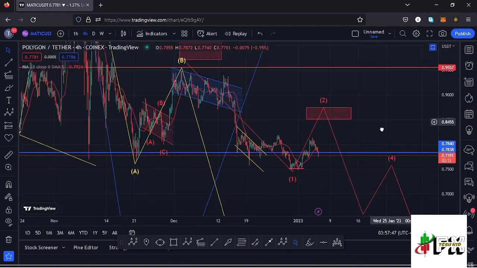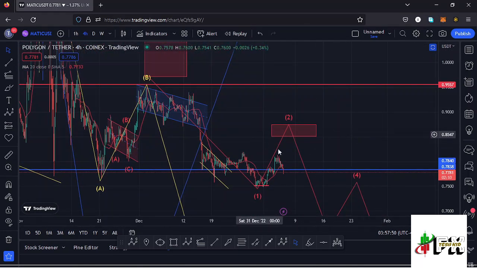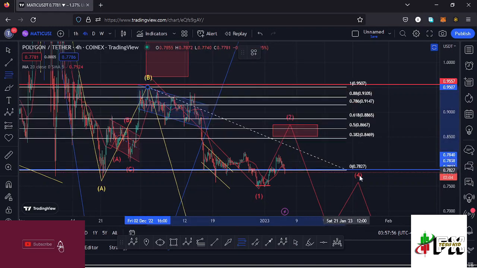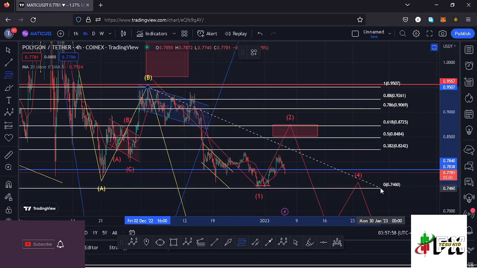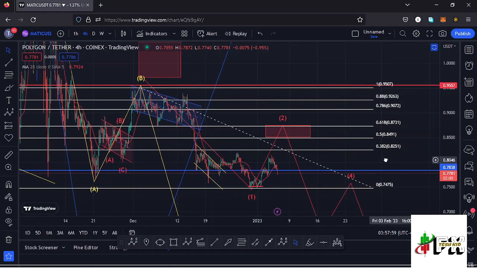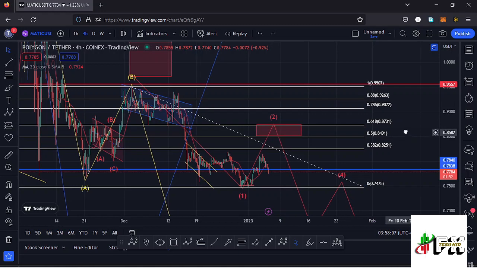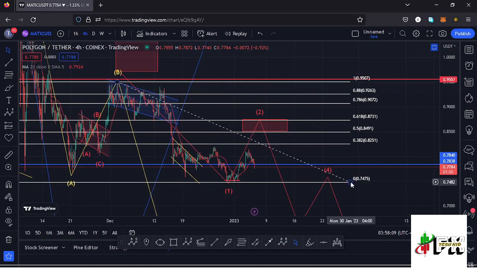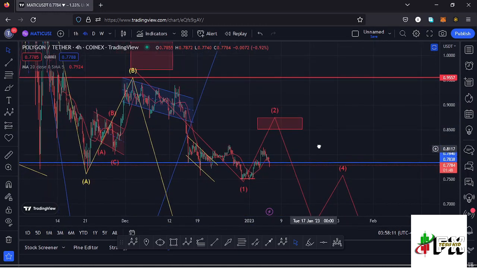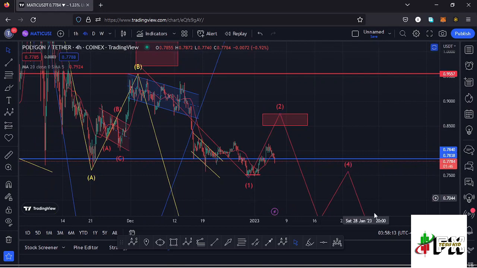Using the Fibonacci's, we can first sketch out a minimum target area to the upside in the formation of this second wave by connecting the Fibonacci's from the high of that wave 1 to the low of the wave 1. That gives me a minimum retracement area between the fib level 0.5 and the fib level 0.618, which lies between the $0.8731 mark and the $0.8491 mark. That is the minimum that I'm expecting that second wave to the upside to do before we see a wave 3, then a wave 4, and then a wave 5.